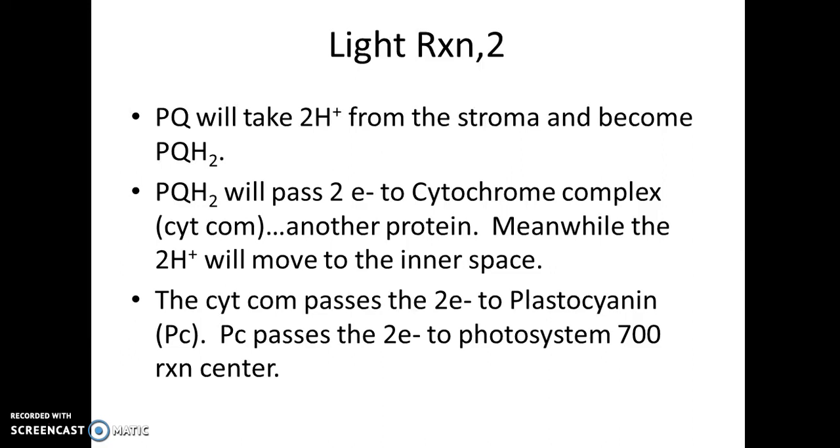The cytochrome passes 2 electrons to plastocyanin, and then the PC will pass those 2 electrons to the photosystem 700 reaction center. Now this is called an electron transport chain because all they're doing is undergoing reduction oxidation reactions, or redox reactions, by accepting 2 electrons and passing 2 electrons on to the next protein. That's what an electron chain does. Accepts electrons, passes electrons. Now a consequence of that is the movement of hydrogen ions. For example, plastoquinone moves the hydrogen ions from the stroma to the inner space.